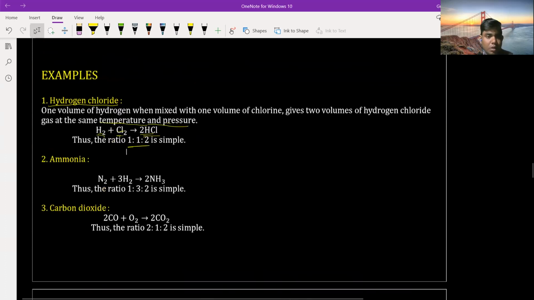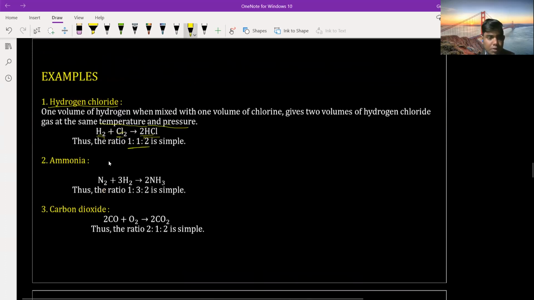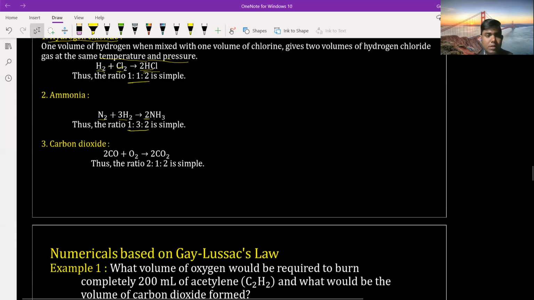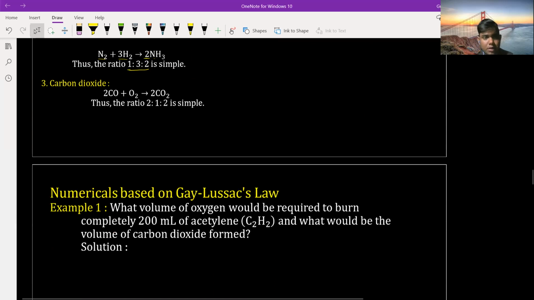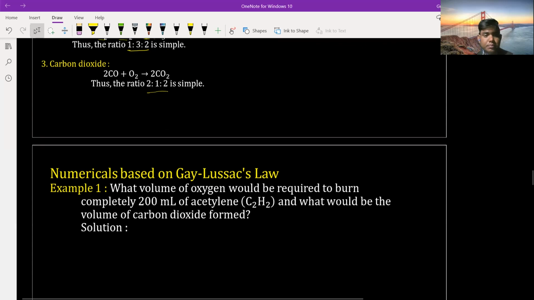और नेक्स्ट एग्जांपल अमोनिया। On the formation of ammonia, N2 plus 3H2 gives 2NH3. Okay, here's the ratio: 1 volume of N2, 3 volumes of H2, which gives 2 volumes of NH3. So the ratio 1:3:2 is simple. Okay, carbon dioxide. On the formation of carbon dioxide, 2CO plus O2 gives 2CO2. So here the simple ratio is 2:1:2. Understood?